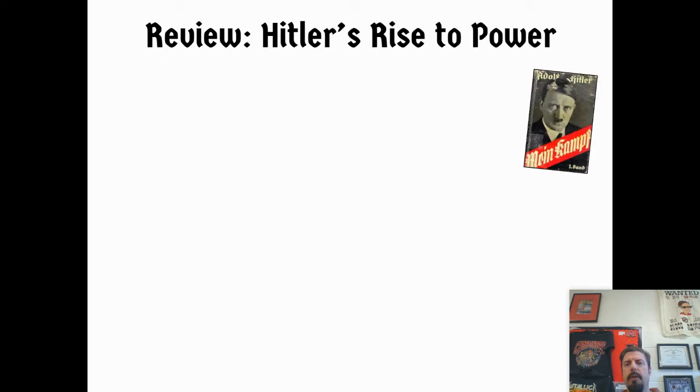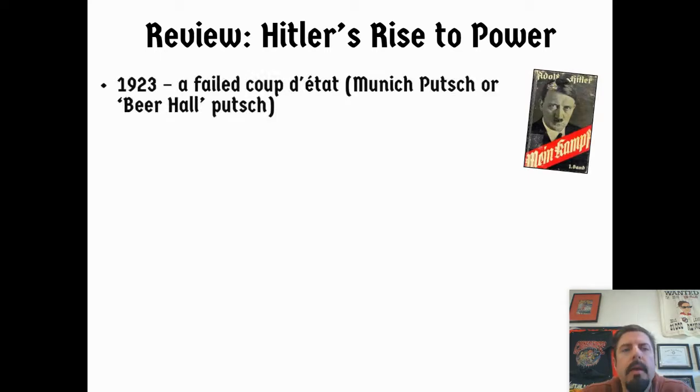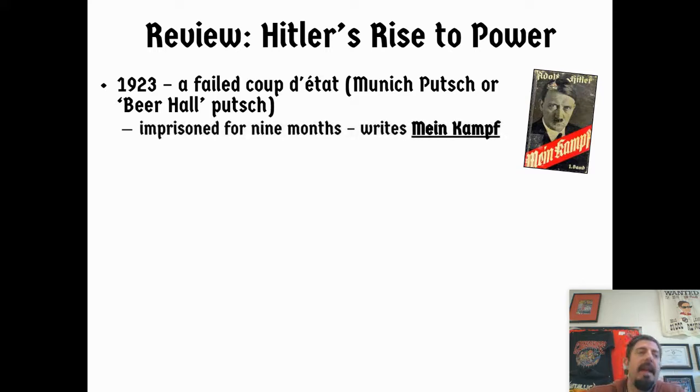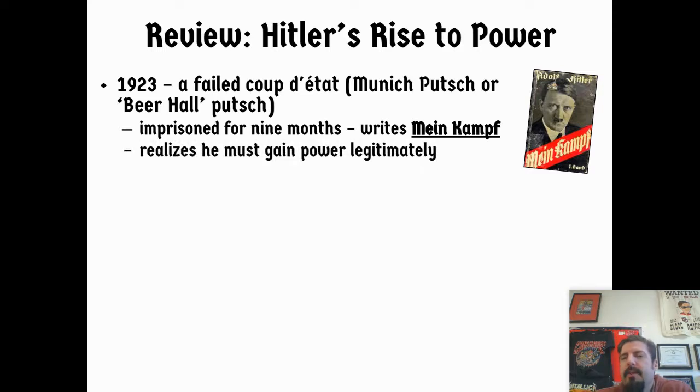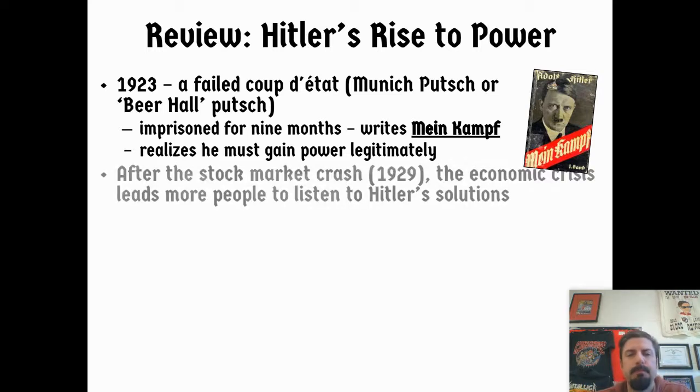All right. So in review, Hitler's rise to power. 1923, a failed coup d'etat, the so-called Munich Putsch or Beer Hall Putsch. They tried to take over the country through a military takeover. It failed. He spends the next 9 months in prison, writes his famous book, Mein Kampf, My Struggle. He realizes because of this failure in 1923 that he has to gain power legitimately. He can't take it over like the communists did in Russia. He has to take it over legally.